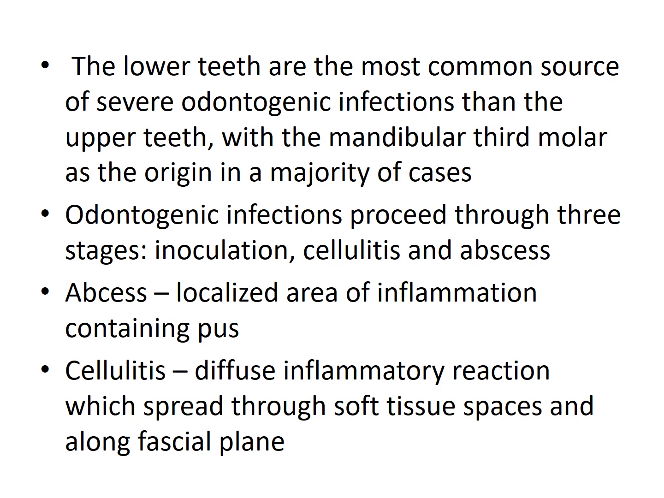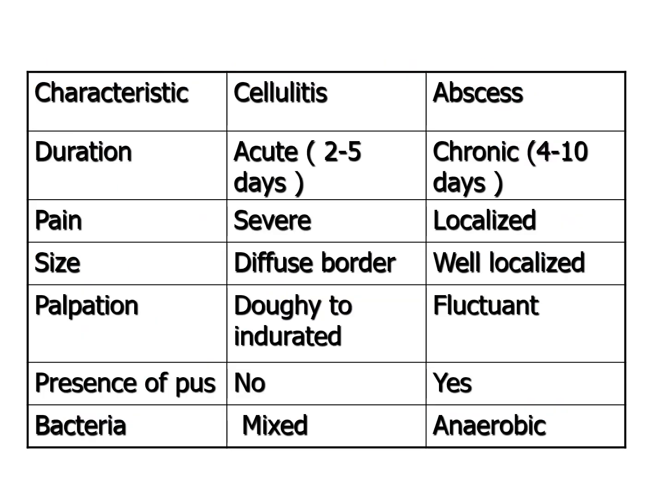spaces and along facial plane. This is the characteristic difference between cellulitis and abscess. Cellulitis is an acute process which takes about 2 to 5 days, whereas abscess is a chronic process which takes about 4 to 10 days. Patient with cellulitis will experience severe pain, whereas patient with abscess will experience more localized pain. In terms of size, cellulitis has diffuse border, whereas abscess has a well-localized border.